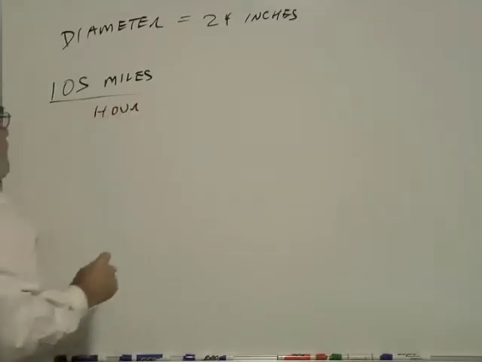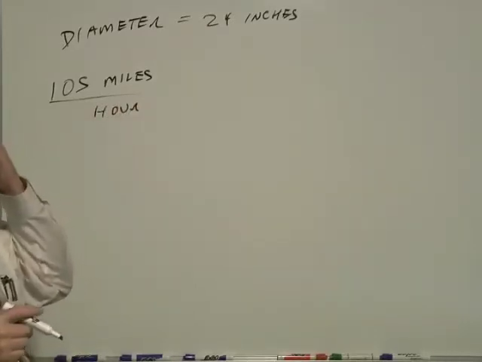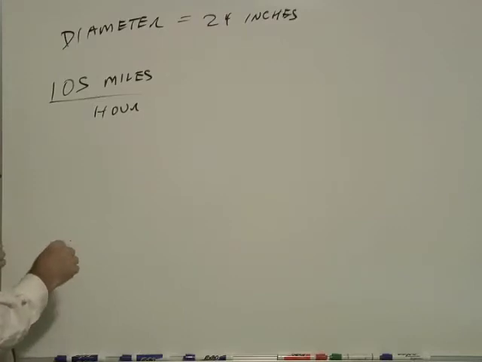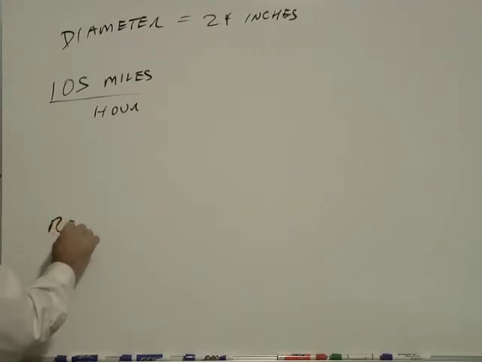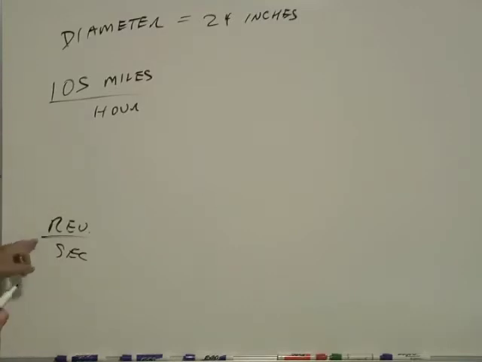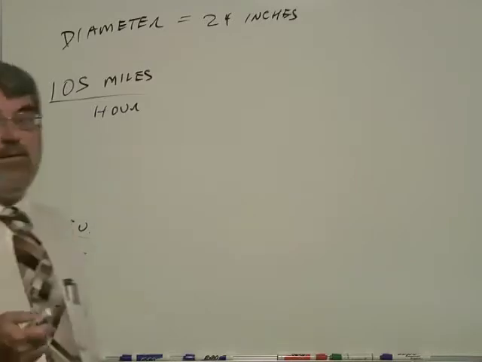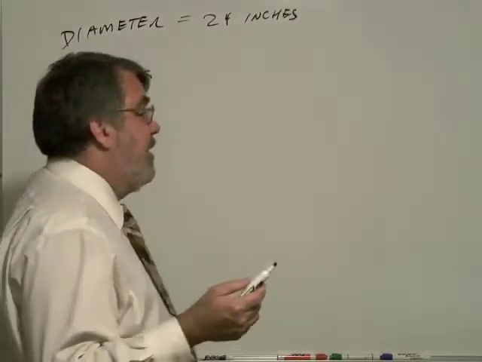And I want to know the speed in revolutions per second. How fast are the tires spinning in revolutions per second? Alright, so I've got to turn 105 miles an hour into revolutions per second. And the other information I have is that the diameter of the tire is 24 inches.